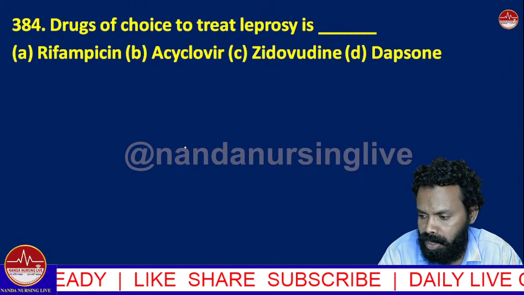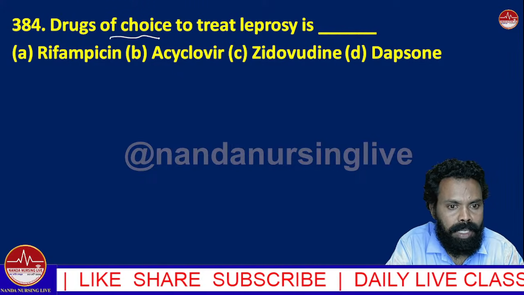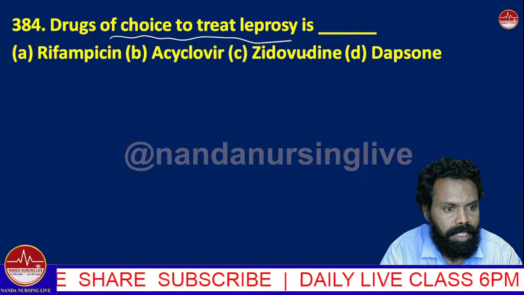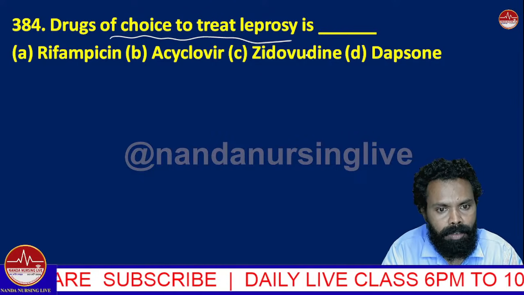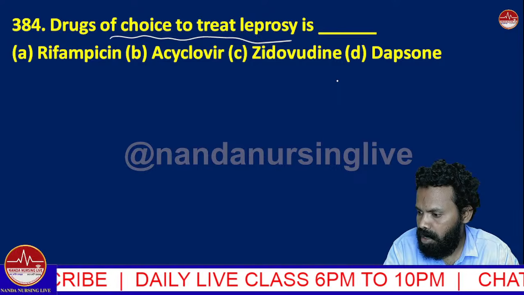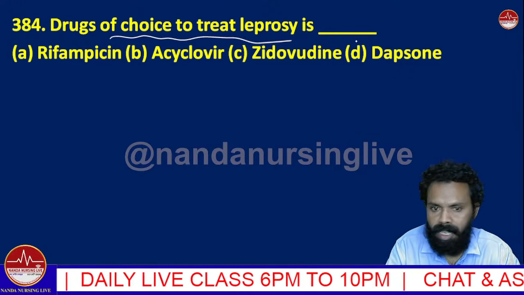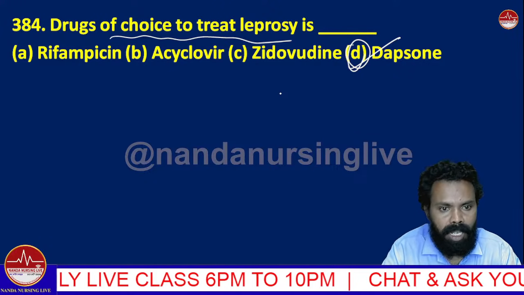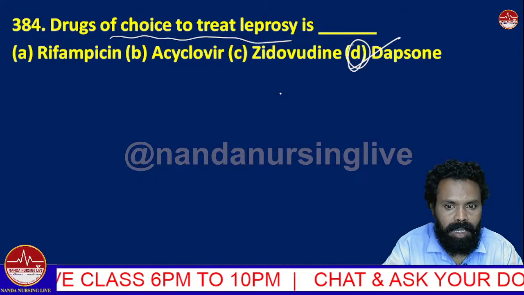Next question, question number 384. The drug of choice to treat leprosy is: option A, rifampicin; option B, acyclovir; option C, zidovudine; option D, dapsone. This is a repeating question. So the correct answer is dapsone. Dapsone is the drug of choice to treat leprosy. Option D is the correct answer.